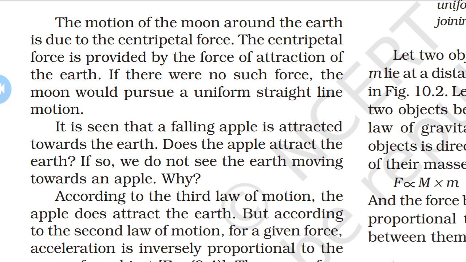Here Newton raised a question: a falling apple is attracted towards the earth, and the fall is downward. Why does it not go in the upward direction? Because the earth attracts it. Every object is attracted towards the earth. So Newton wrote, does the apple attract the earth?